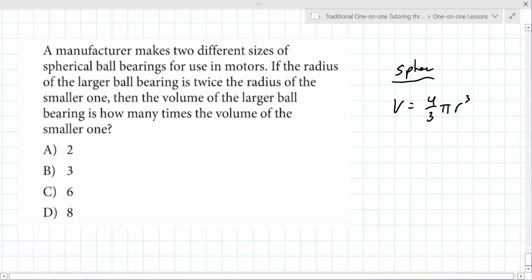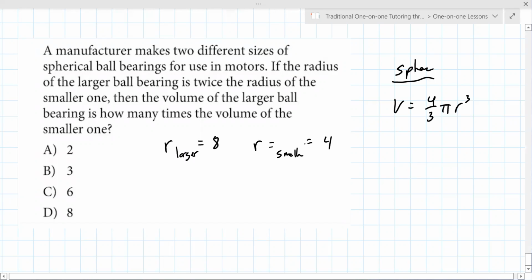Okay. Now keep reading. If the radius of the larger ball bearing is twice the radius of the smaller one, then the volume of the larger ball bearing is how many times the volume of the smaller one? 2 times, right? No. Give me a smaller radius. Pick a number for the smaller. 8. Okay, that's too big. Let's go with 4 and 8 because the larger one is double.